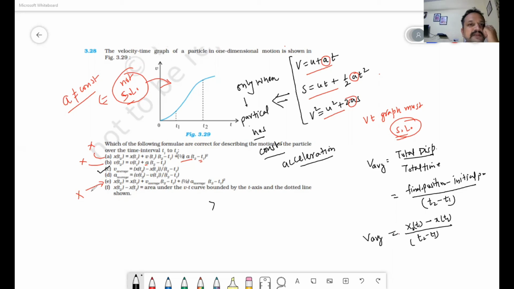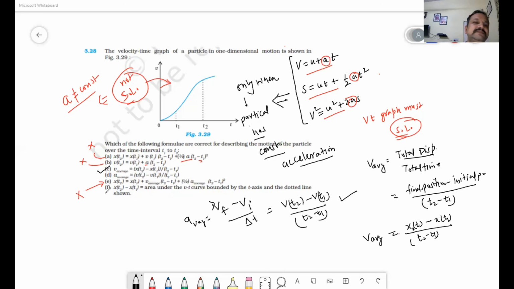Now we talk about average acceleration. Same, the average acceleration is equal to v final minus v initial divided by total time taken. So velocity at time t2 minus velocity at time t1, divided by t2 minus t1. This option is correct because this is valid for all. So D option is correct.